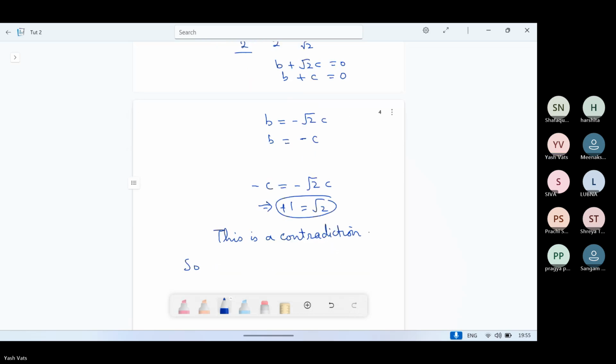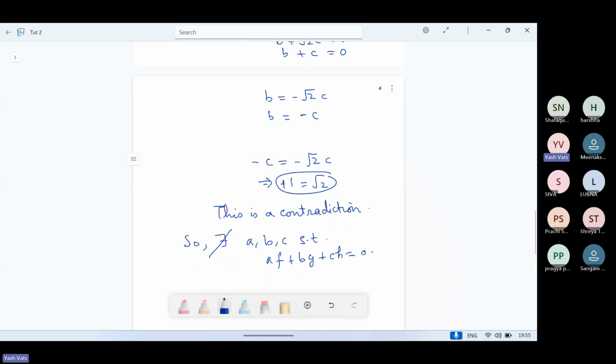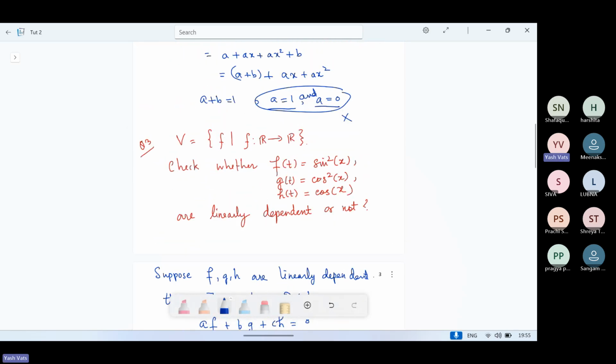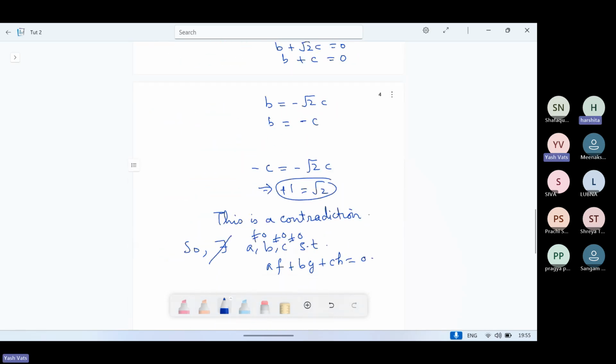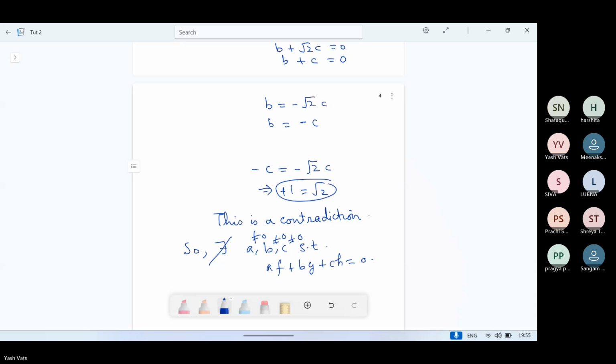So there does not exist a, b, c, of course non-zero, such that af plus bg plus ch is 0. Is it very clear, everyone? Meenakshi, Harshita, everyone? Yes, sir. So they are not linearly dependent. Any doubts? You were asking something, Harshita, I think, or is it clear? No, sir, clear. Okay.